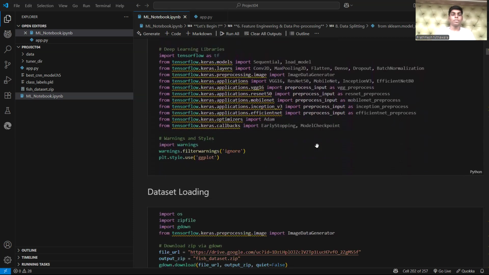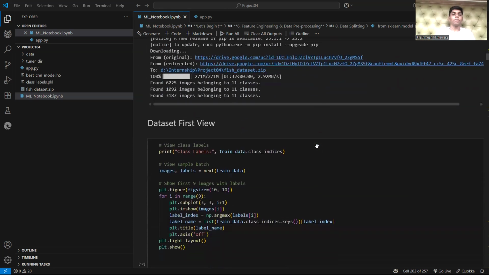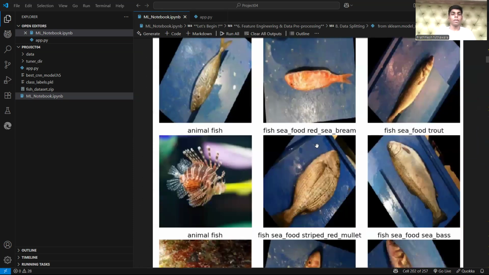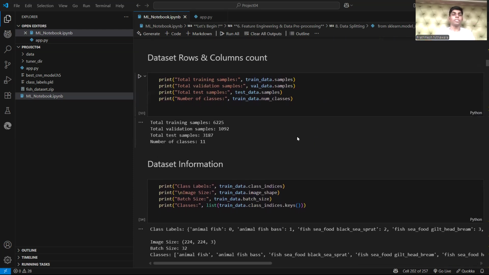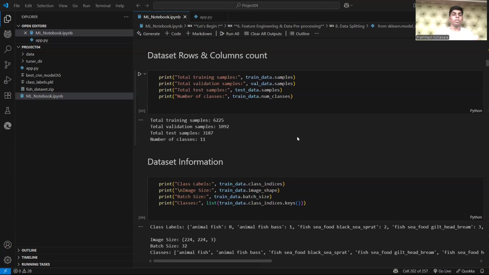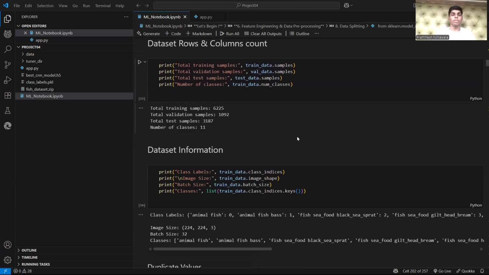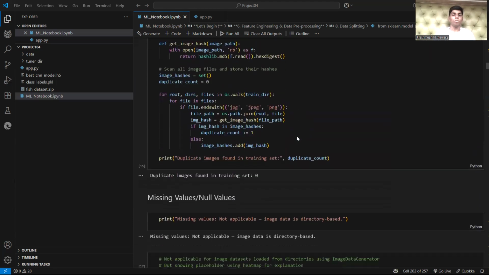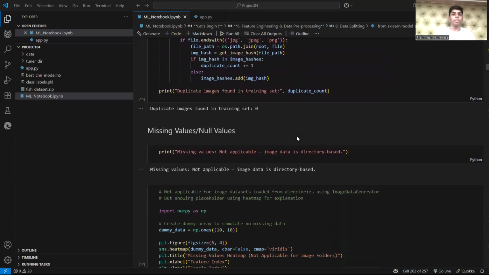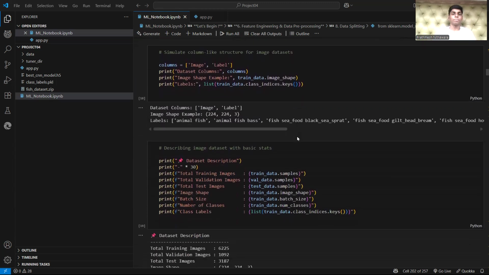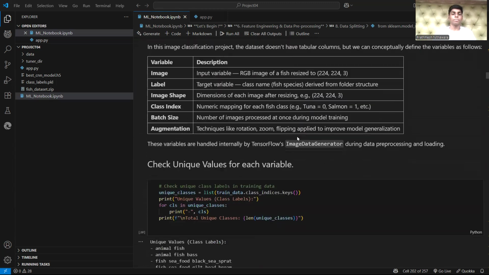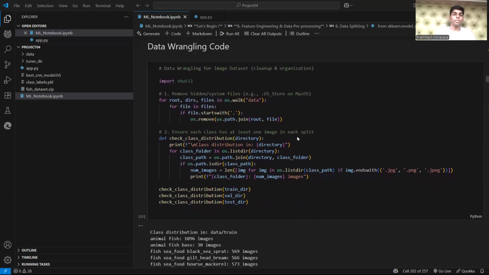I imported the libraries, loaded the dataset. First, the dataset rows and columns. So the total training sample is 6,225, total validation sample is 1,092, and total test sample is 3,187. Duplicate values are zero. Missing values not directly found. Data handling code.